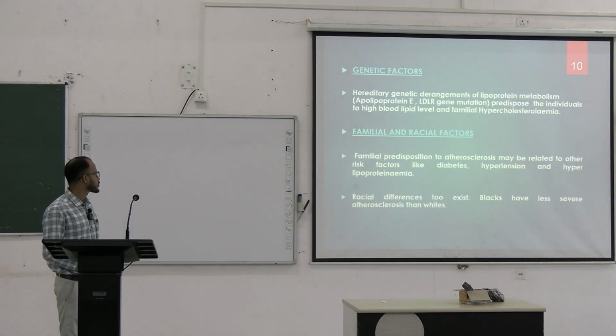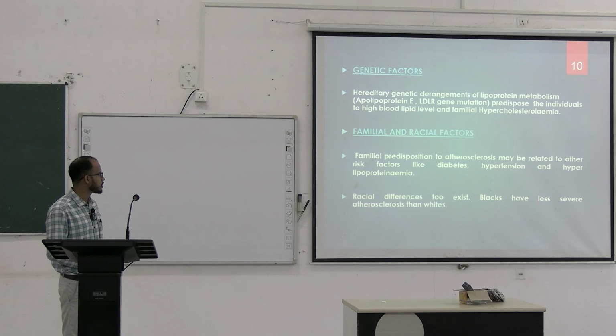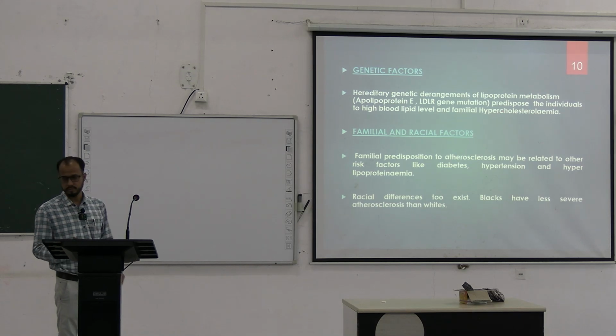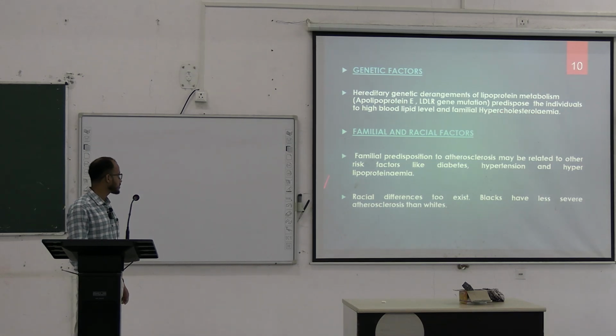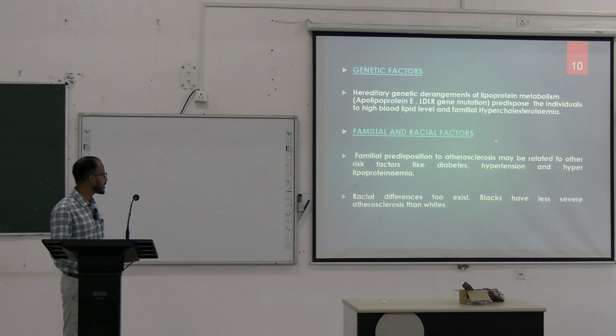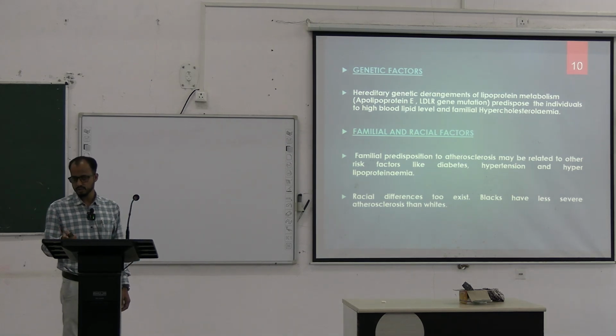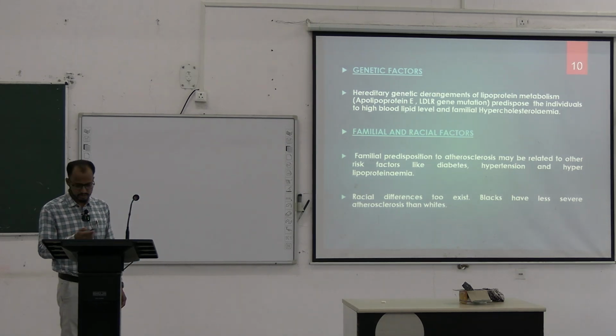Okay. So, what are the genetic factors? There are some genetic and hereditary factors that cause high cholesterol level and atherosclerosis formation, especially apolipoprotein E, and there is a gene called LDLR, whose mutation causes familial hypercholesterolemia. Okay. Familial and racial factors: some familial predisposition is there. If someone is suffering from diabetes or hypertension with a background of family history, they may sometimes develop atherosclerosis in a younger age group. Okay.